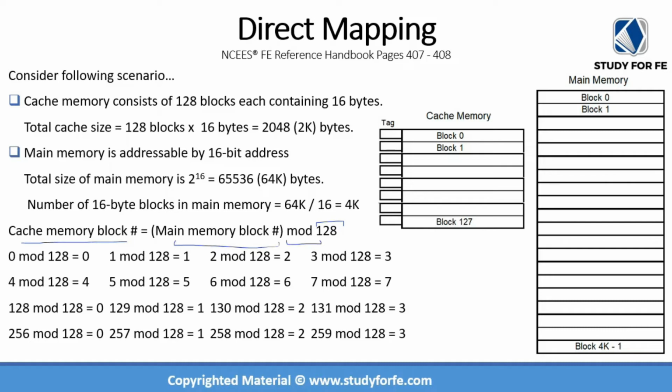Okay, so let's do a few of these examples. So the main memory block 0, so this is 0 mod 128. 0 mod with anything will result in 0. Okay, 1 mod 128, 1 cannot be fully divided by 128, so it will end up in the remainder. 2 cannot be fully divided, so it will end up in the remainder. And 3 mod 128 will result in 3, and so on and so forth. So this pattern will continue until we hit 128. 128 will fully get divided by 128 and the remainder will be 0.